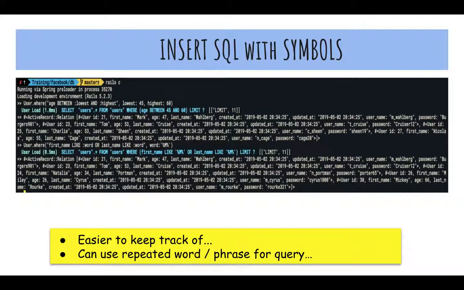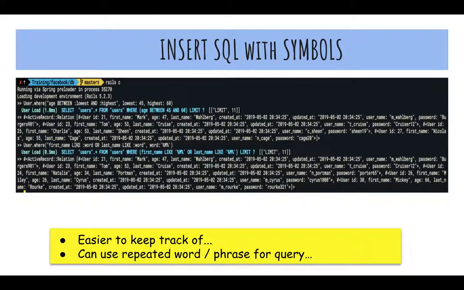So we can use symbols. Again, we open our console and we use User.where age between :lowest and :highest. So this is a bit clearer. We've got lowest: 45 and highest: 60.